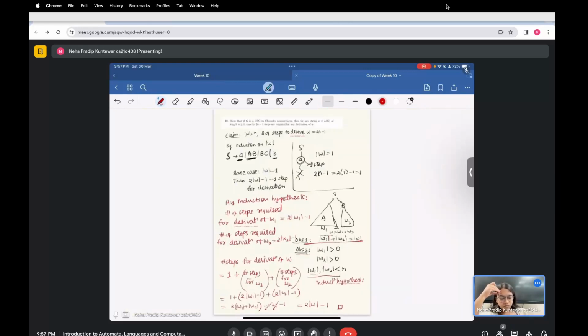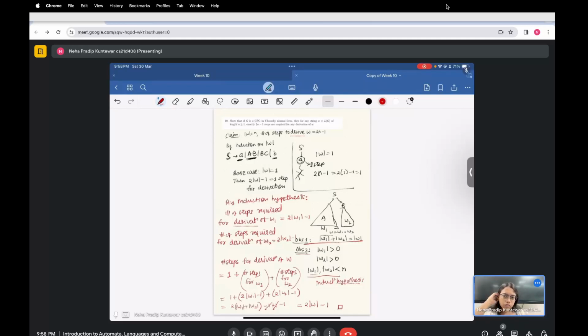So this was a simple argument that we showed using induction. You had a simple base case here, and the structure of the Chomsky normal form made the argument very easy. So in a lot of cases, having the grammar in this form helps you observe a lot of properties about it, which can be useful.